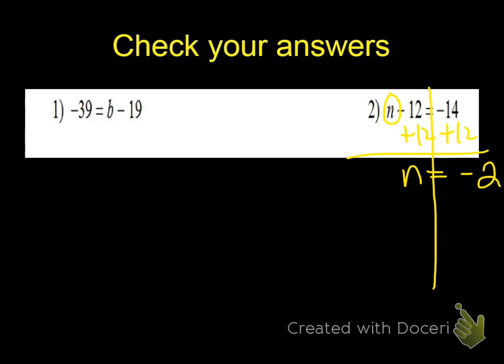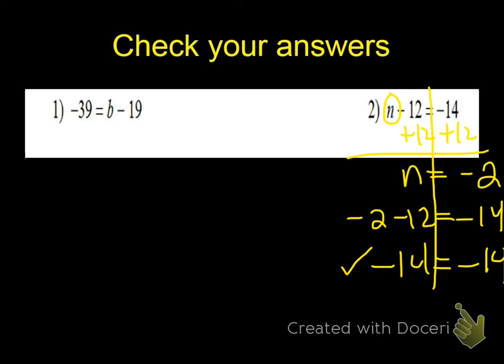To check, let's plug our number back in. Negative 2 minus 12 equals negative 14. Negative 14 equals negative 14. That works out, so we have the correct answer.